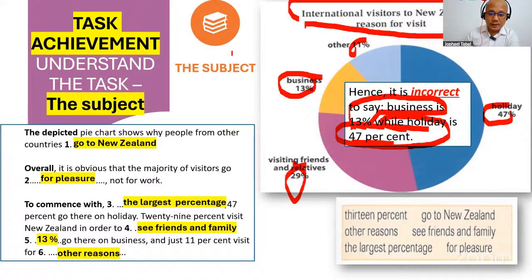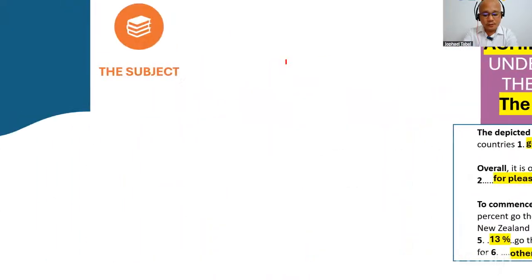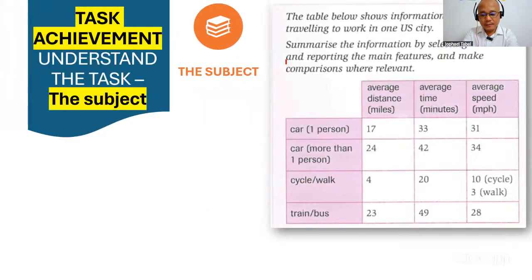So which means that they haven't answered the task, okay? Or they haven't delivered the task. So the task there is to deliver the information about the main subject, which is, in this case, the number of visitors who go to New Zealand. So that is where most students fail to see what is being asked in the graph.